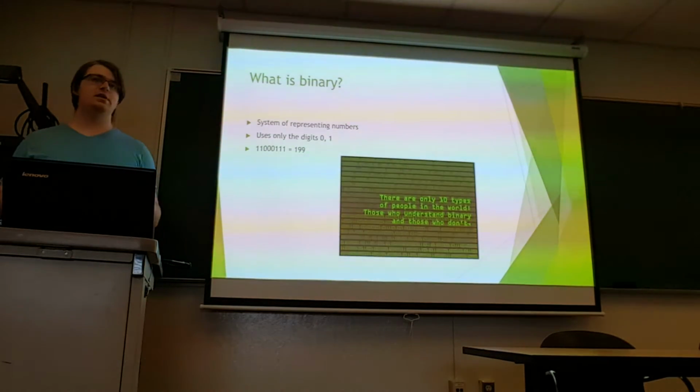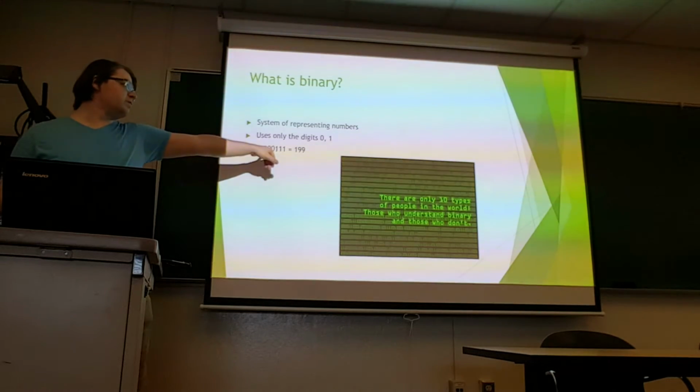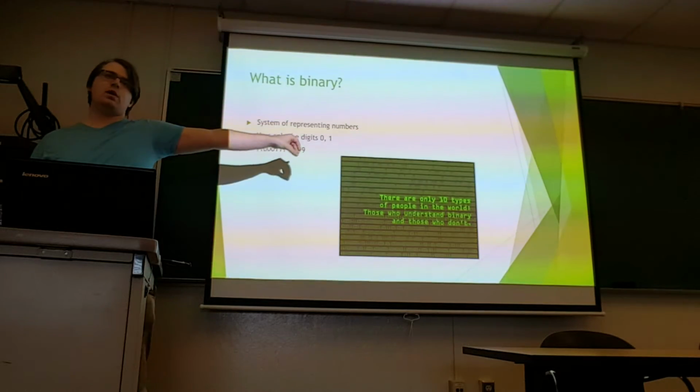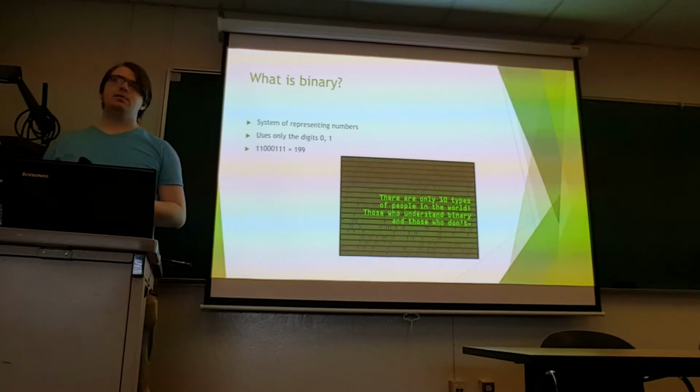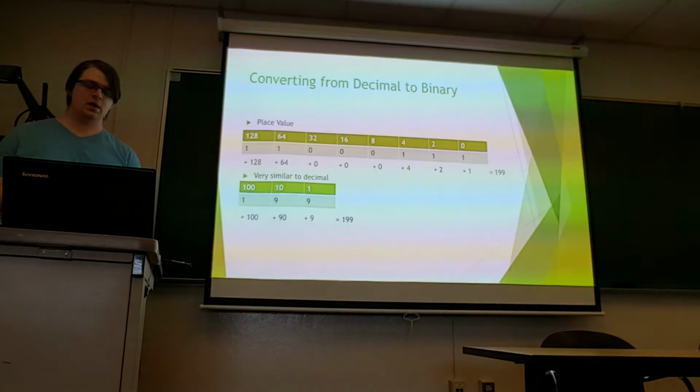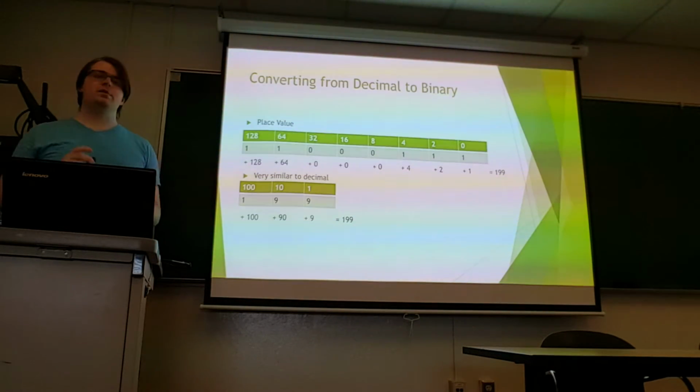Let's compare two numbers in each system. This number on the left, 11000011, is the same in binary as 199 in decimal. These two values represent the exact same number. So how do we get from decimal to binary?